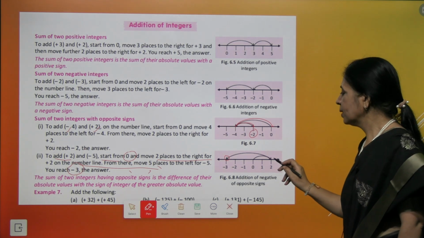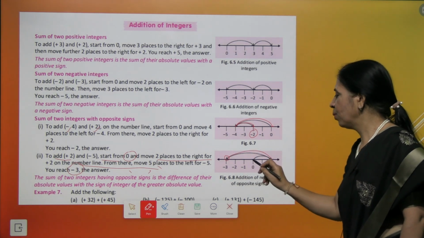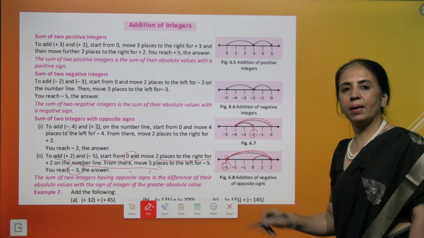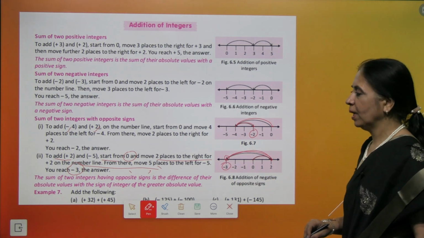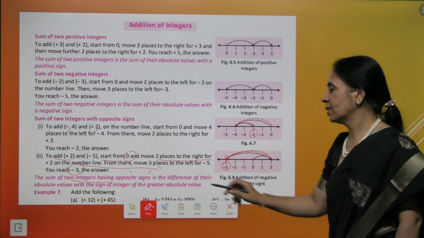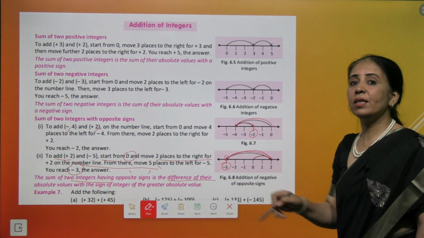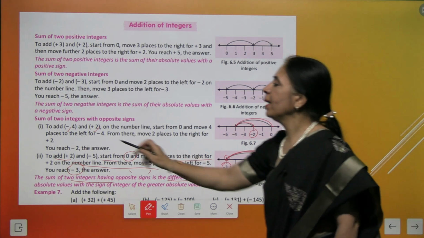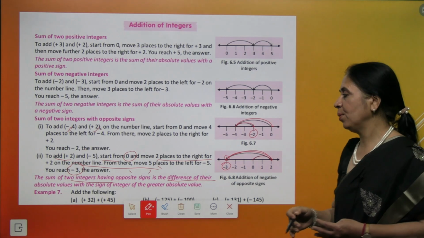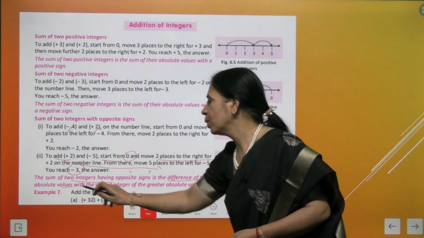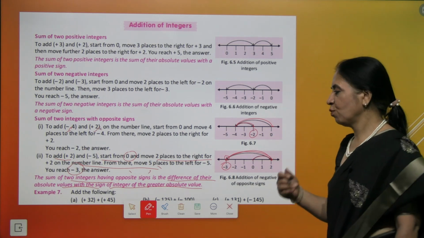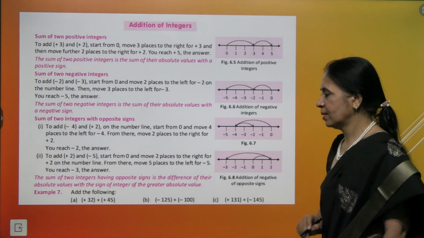Got it? So here we made a 5 step jump. First we jumped 2 steps this way, and then 5 steps to the left, and we got minus 3. So that means the sum of two integers having opposite sign is the difference of the numbers. Here we took the difference of 2 and 4, and we are going to put the sign of the integer with the greater absolute value. That becomes your answer. Got it?